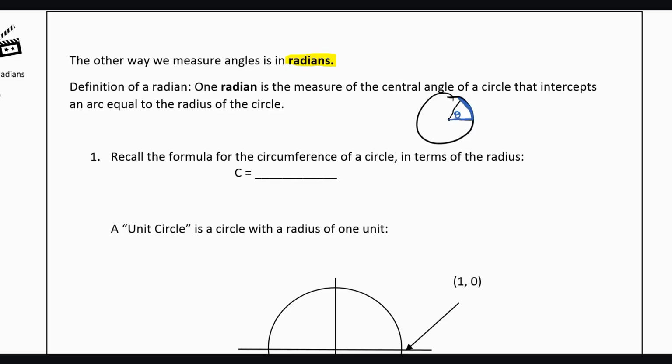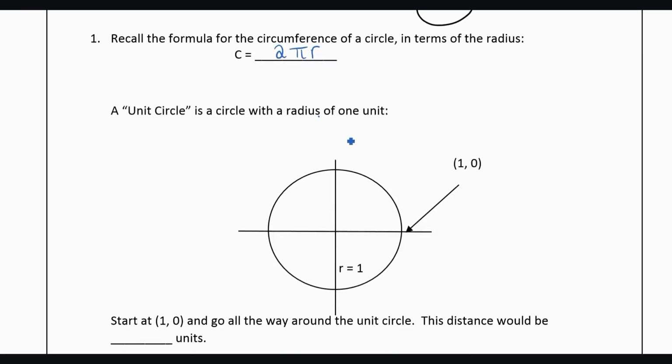Now, to study this a little further, we need to think about the circumference of a circle. If we went around the whole thing, the circumference for a circle in terms of the radius is 2 pi r. So we're going to look at a unit circle, and a unit circle just means that you have a circle with a radius of 1 unit. Okay, so this is a circle, and we put the center at the origin. So the radius is 1 here.